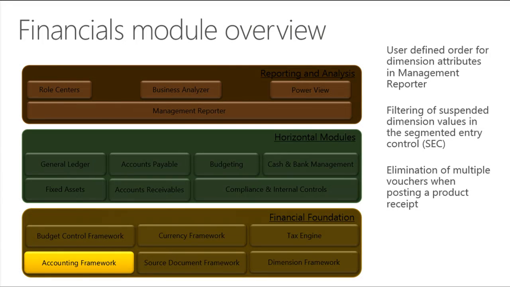And then lastly, we eliminated something we call dual voucher, two vouchers that were being created when posting a product receipt. We collapsed it down to one, and then summarized a lot of the entries that post onto GL, which eliminates a lot of the noise that we were seeing inside of GL.